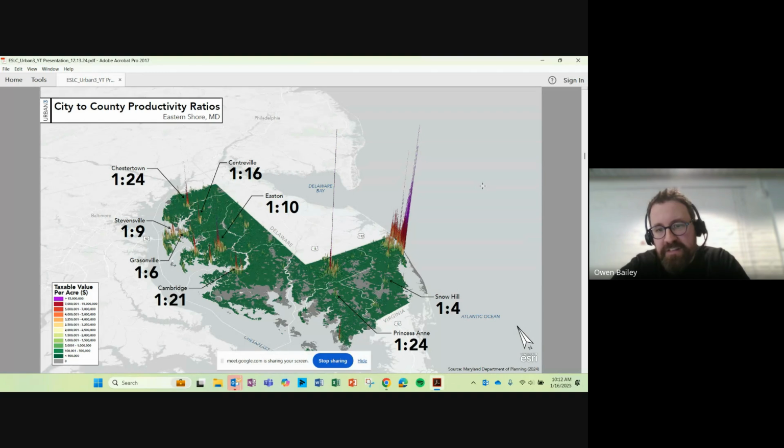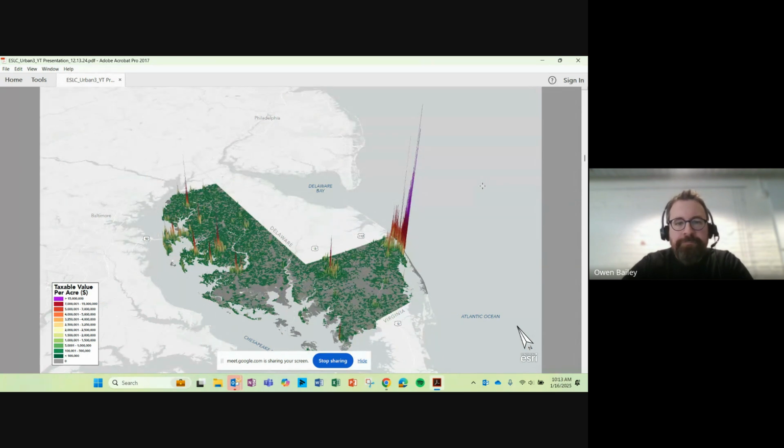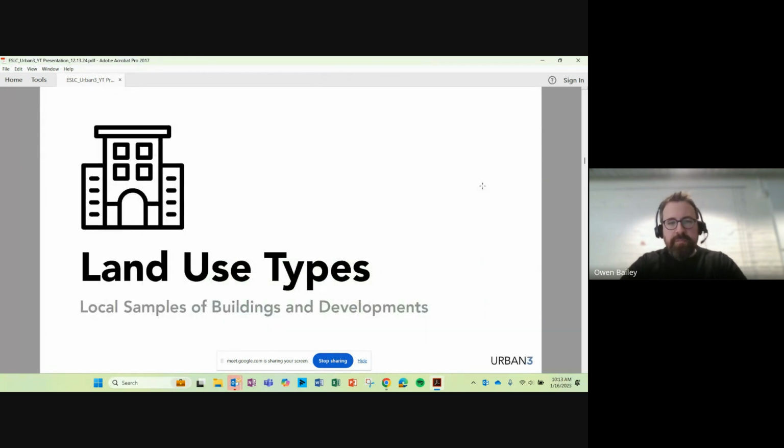Snow Hill is the county seat in Worcester County, but it is overshadowed by the highly productive Ocean City, which is almost off the charts. And as I mentioned earlier, in some of these slides you'll see that we remove Ocean City because, to be honest, you're not going to replicate that kind of development in Ocean City throughout the rest of the Eastern Shore. So let's look at some land use types.